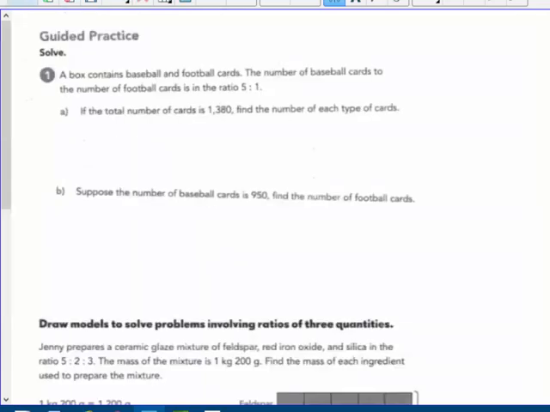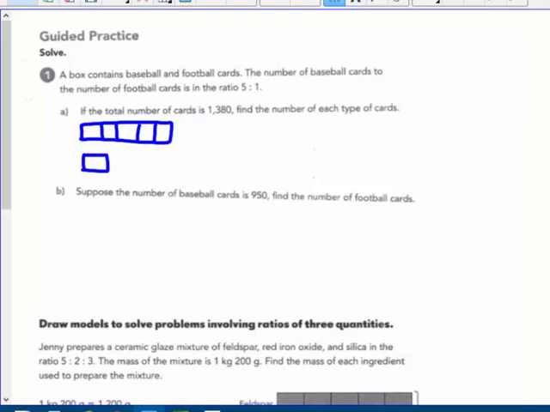A box contains baseball and football cards. The number of baseball cards to the number of football cards is a 5-to-1 ratio. Well, I can bar model this, 5-to-1 ratio.